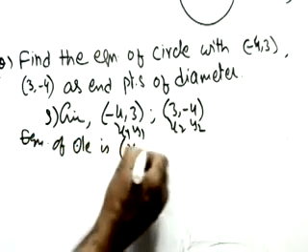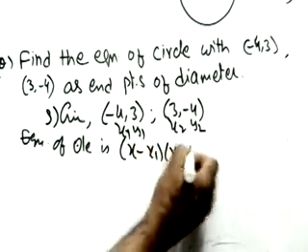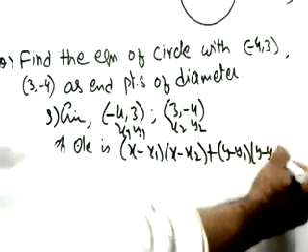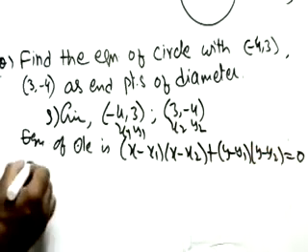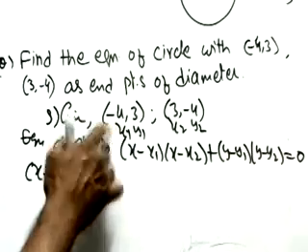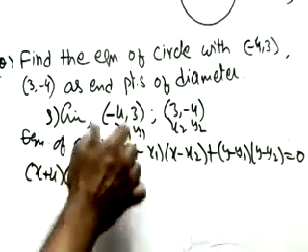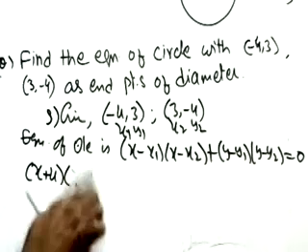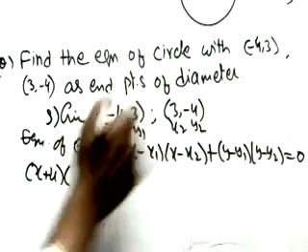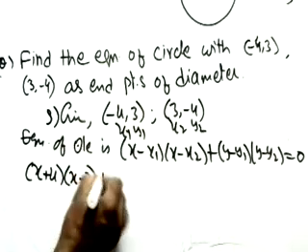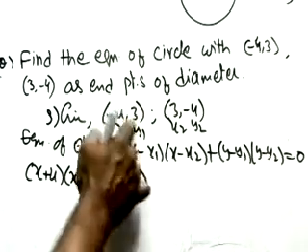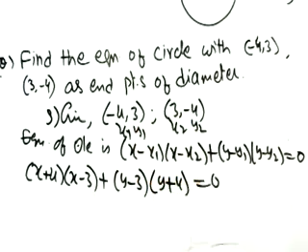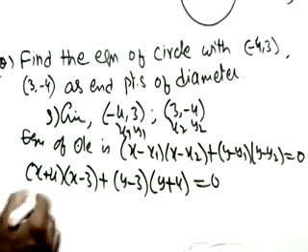So the equation of circle is, we know the formula, (x minus x1)(x minus x2) plus (y minus y1)(y minus y2) equals 0. Now let's substitute the values. x minus x1 is x minus minus 4, which is x plus 4, and x minus x2. So what is x2 here? 3, so x minus 3, plus y minus y1, y1 is 3, so y minus 3, and y minus y2 is y minus minus 4, which is y plus 4, equals 0.